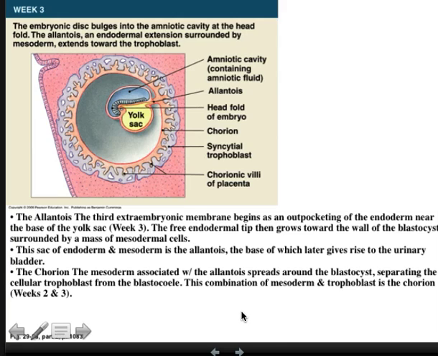The chorion is the outermost embryonic membrane. It's a tough membrane. It's associated with the allantois, and it spreads around the blastocyst, and it separates the trophoblast from the blastocele. This combination of mesoderm and trophoblast is the chorion. You find this between day 14 and 21.